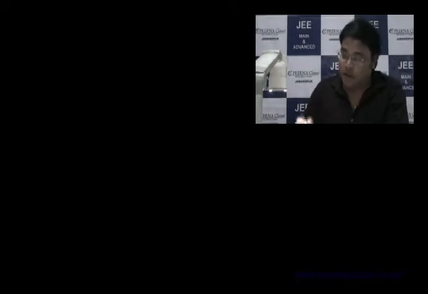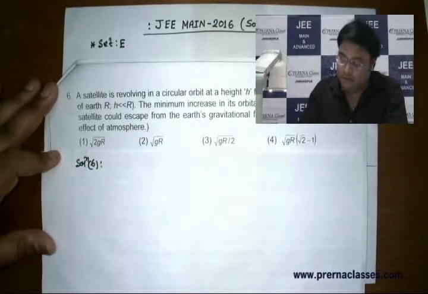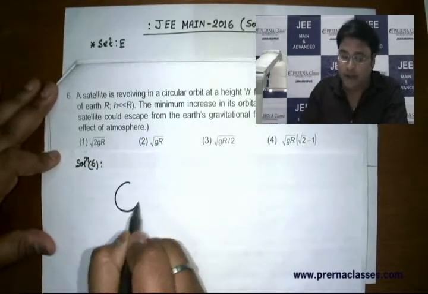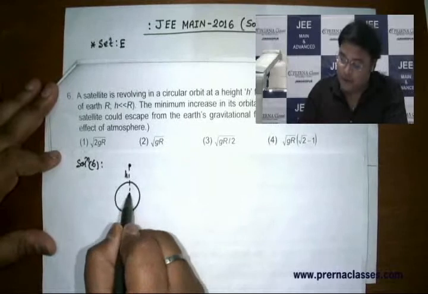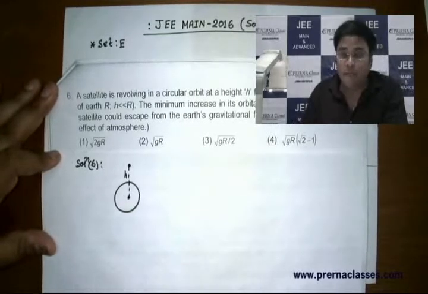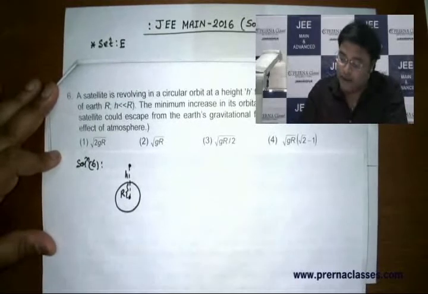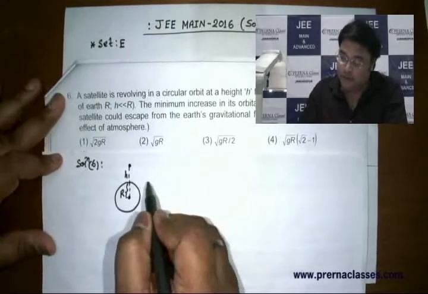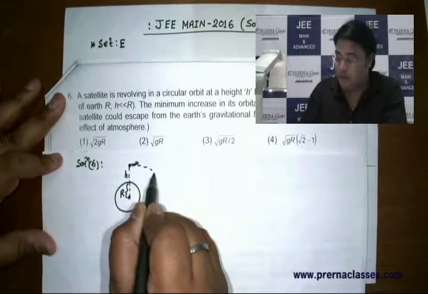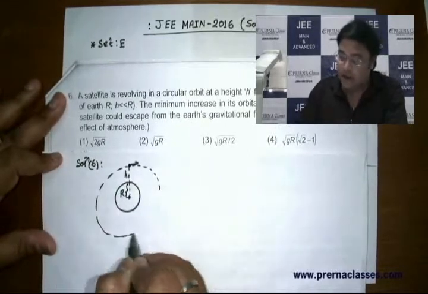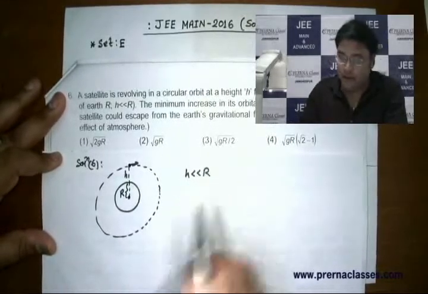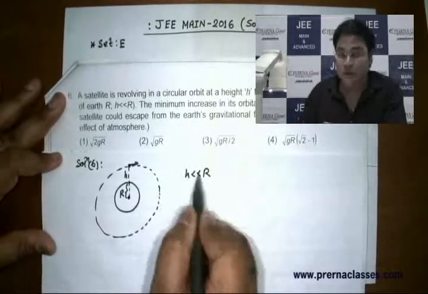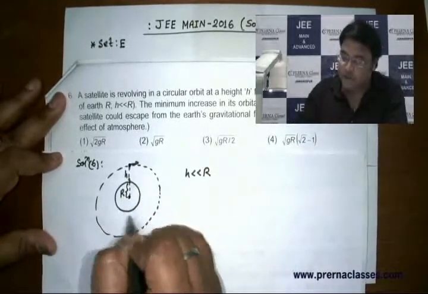Now moving to our sixth one. It is based on escape velocity and orbital velocity. Here a particle is projected from a certain height, let us say h, from the surface of the Earth, whose radius is r. Clear? It is moving along a circular path, and it is given that h is very small compared to r. So you may consider it is moving just near the surface. So what could be the orbital velocity for its motion?